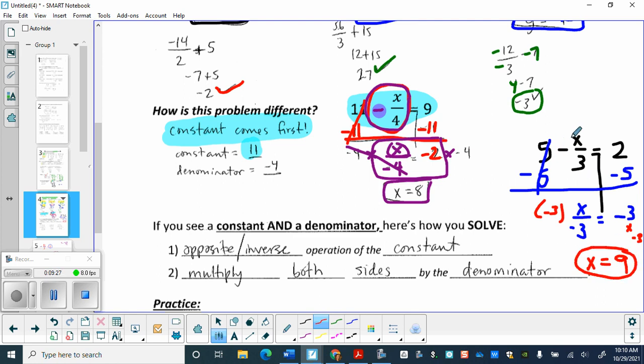And if we plug it in and see what 5 minus 9 over 3 is, well, 9 over 3 is 3. So you do 5 minus 3, and we get the 2, so we know we're good to go.